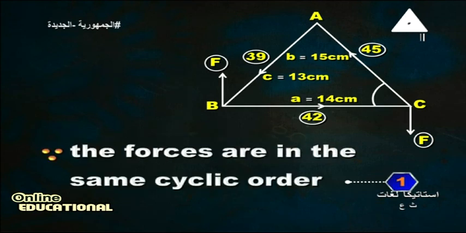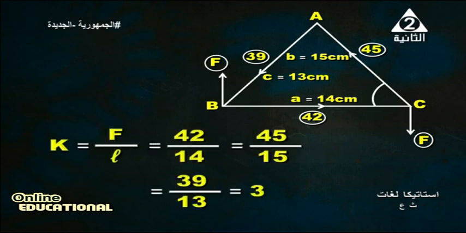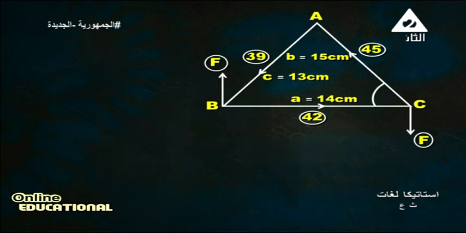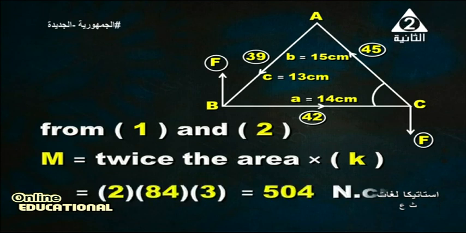The forces are in the same cyclic order. Then K equals F over L, the constant ratio, which is 3. Therefore, the moment of the couple is twice the area multiplied by K. Therefore, the moment equals 2 times 84 times 3, which equals 504 Newton centimeters. This is the moment of the couple: twice the area of the triangle multiplied by the constant ratio K.